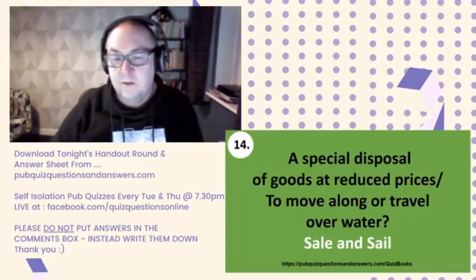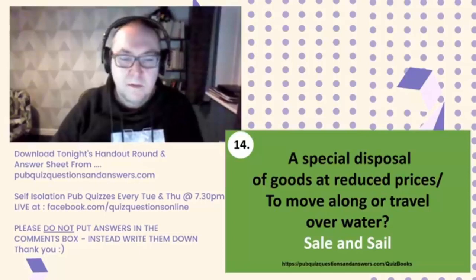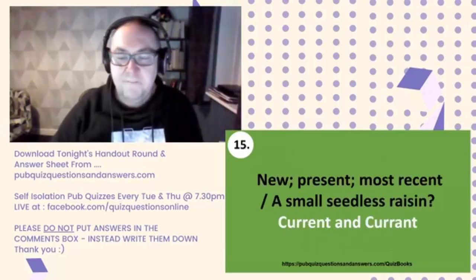14, sail and sail, S-A-L-E, S-A-I-L. And 15, current and current, C-U-R-R-E-N-T and C-U-R-R-A-N-T. That is number 15. A point each on all of those.